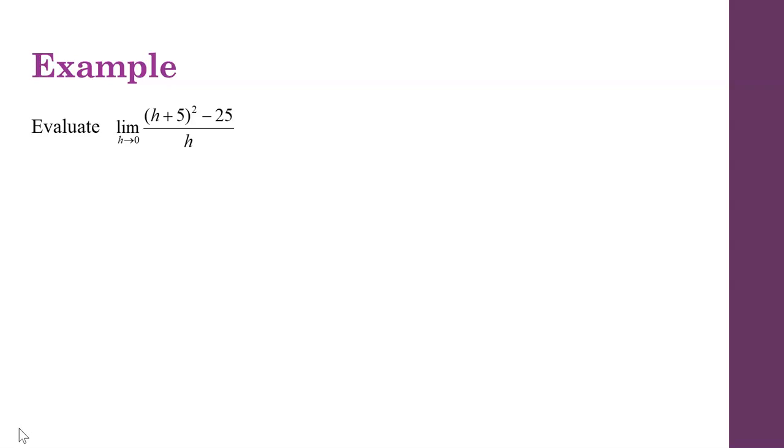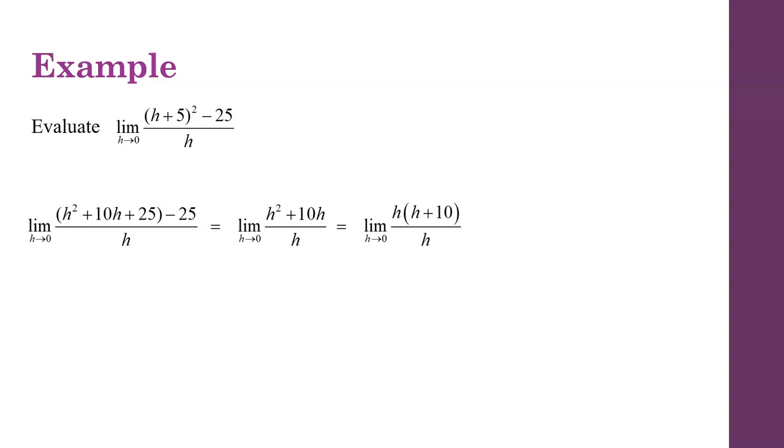So the first thing we need to do is a little bit of algebraic simplification. We can take (h plus 5) squared and expand it to h squared plus 10h plus 25, minus 25. The 25s cancel, and we're just left with h squared plus 10h over h. Next, we can factor an h out of the numerator, and so get h times (h plus 10) over h. And now, since h is getting close to 0 but does not become 0 itself, I get to cancel the h on the top and on the bottom, right?